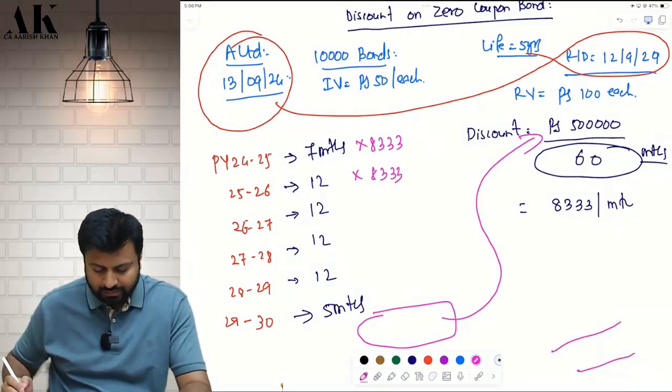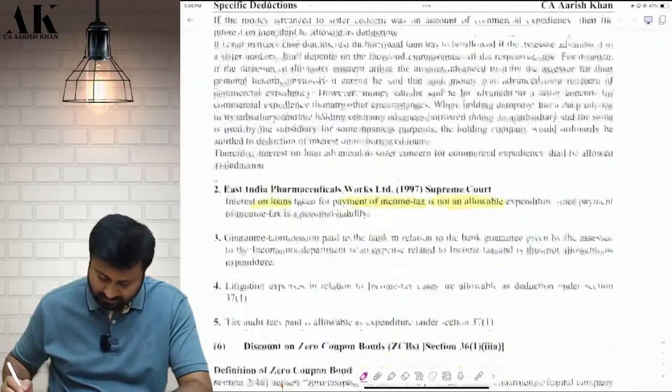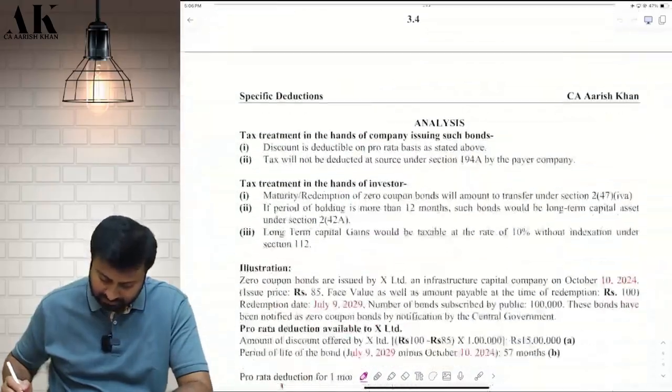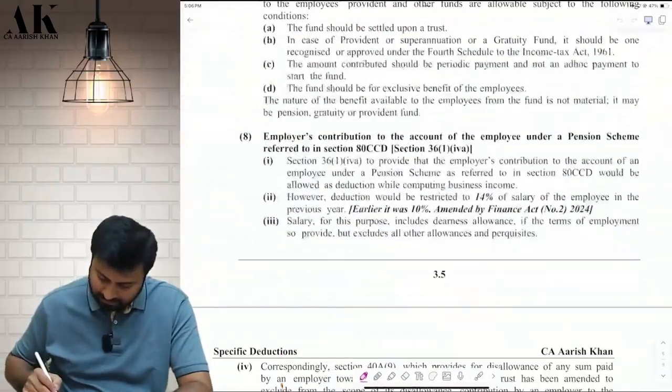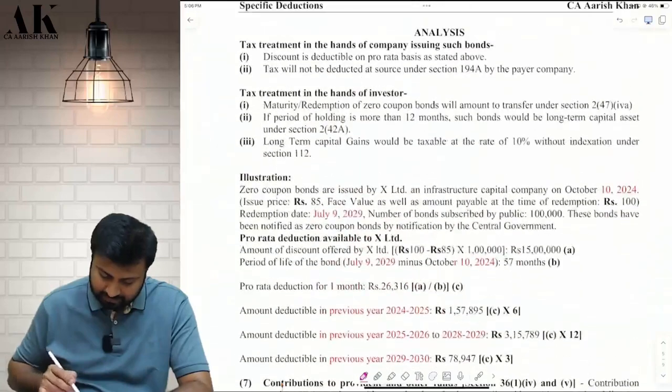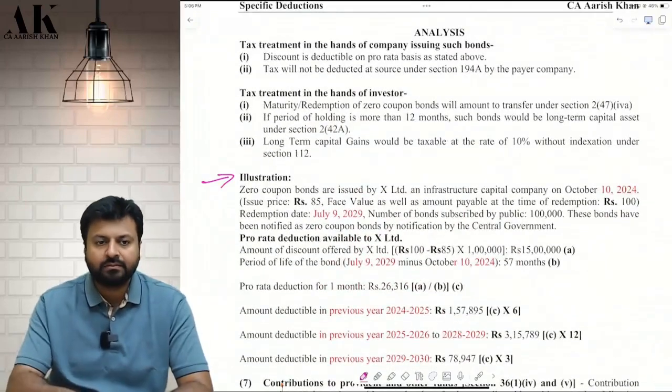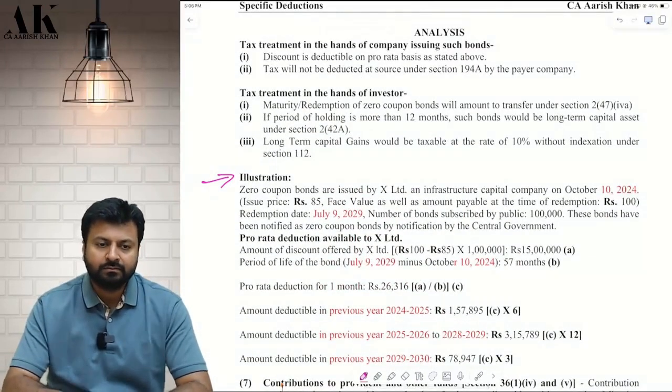So you come to the textbook now, please all of you. And there is one illustration based on this over here on page number 3.5. Please get me the answer of this illustration. All of you, please. Okay.